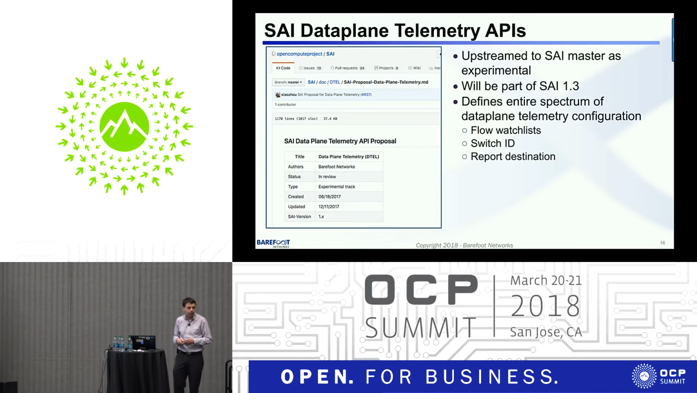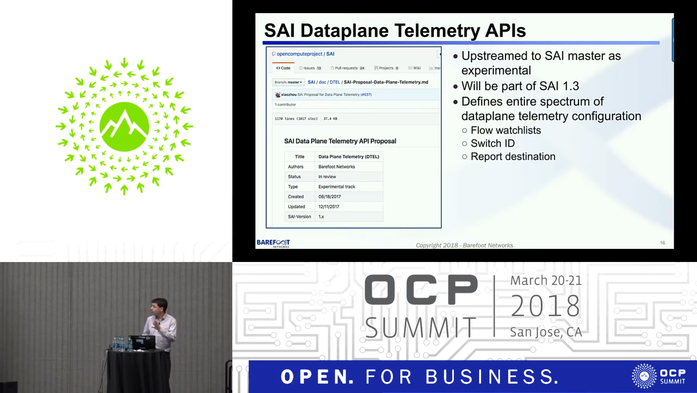So speaking of those APIs, they're in the SAI master. I believe they're on SAI 1.3 now. So the next SONiC release after March, I was told, will be based off SAI 1.3. And the SAI APIs essentially define the little configuration that we need, it's not very config heavy, to configure Dataplane Telemetry, right?